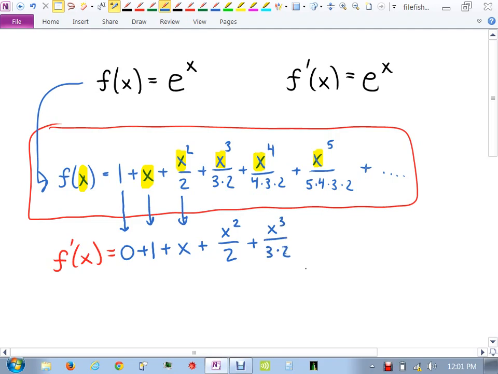What is the next one? 5 comes out, cancels. Do y'all see that? And what is it? It's the same thing, right? The 0 in front, imagine that 0's not there. Then isn't it 1 plus x squared over 2 plus x cubed over 3 times 2 plus x, and it goes forever. That is what it started as.